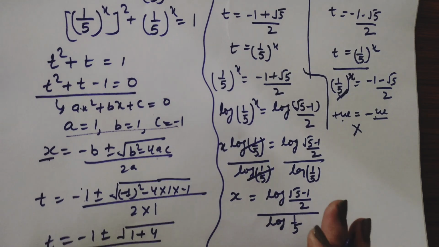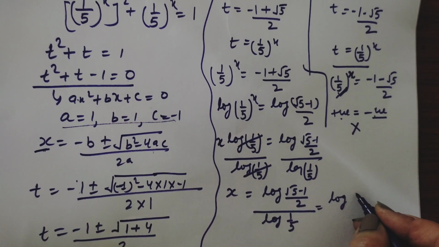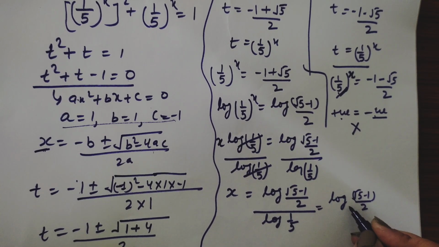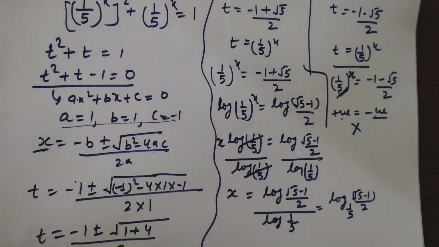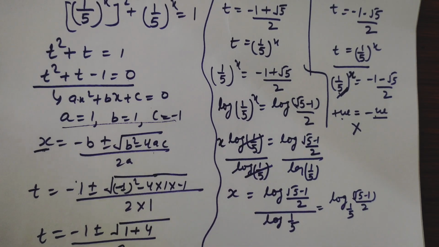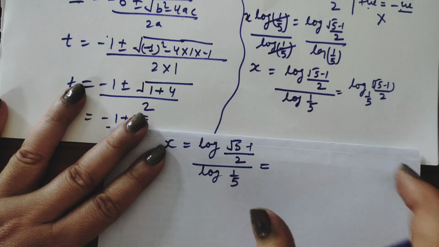If you write the answer in terms of log, both are logs, so we write the 1 upon 5 in the base here: log of (root 5 minus 1) by 2 to the base 1 upon 5. So this is our answer in terms of log. And if you put in the values, we will get another form of the answer.